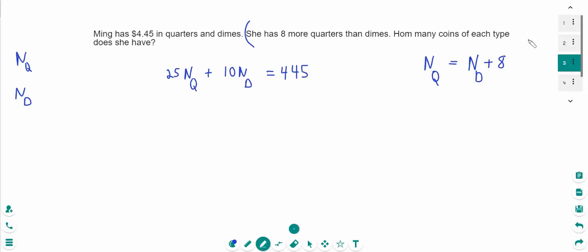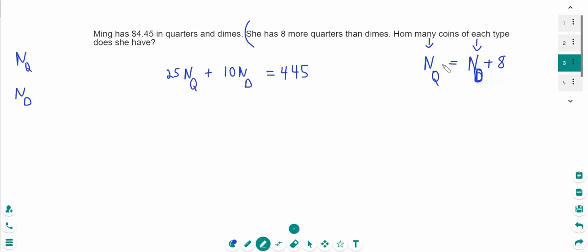8. Now this is kind of tricky. This should be a D. Make sure that you see how I got that. She has 8 more quarters. Now notice I didn't add the 8 to the quarters, because she has 8 more quarters than dimes. If I'm trying to make the number of quarters equal to the number of dimes, I need to add 8 to the number of dimes to make the left and right side of the equation equal.